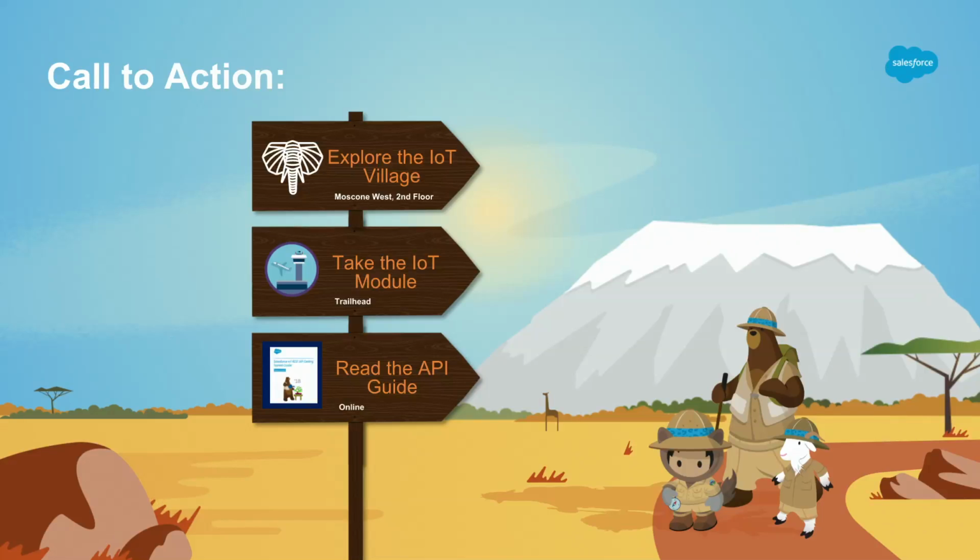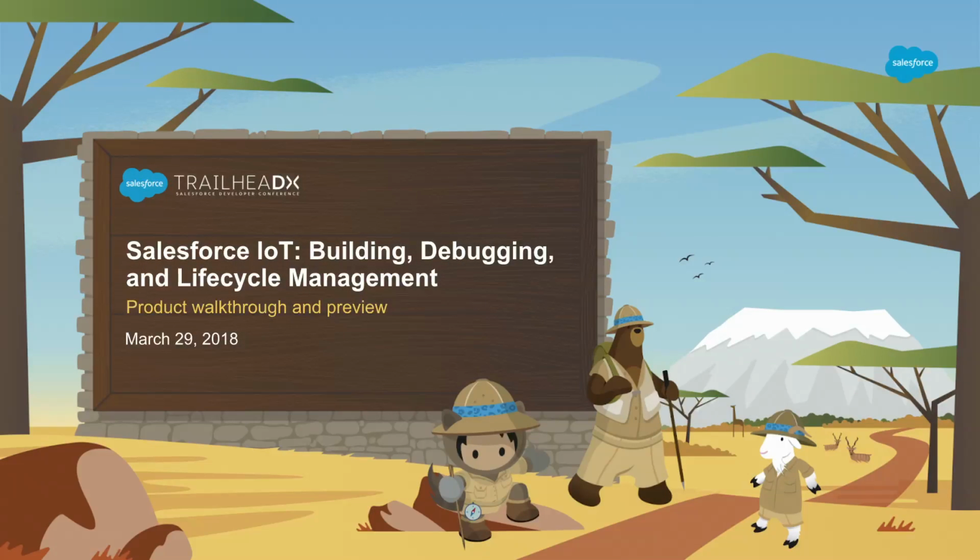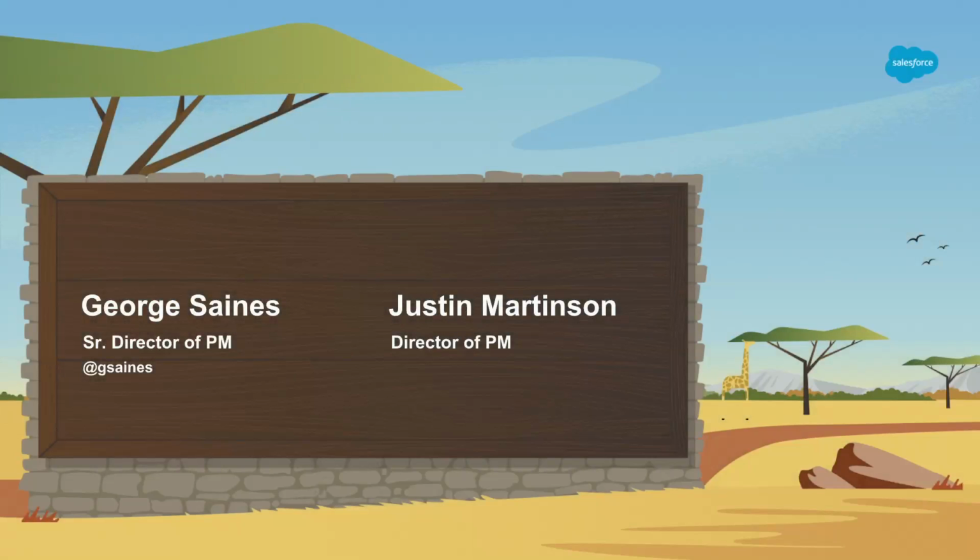All right, I think we're going to get started here. Okay, so we'll go ahead and kick this off. The reason you guys are here, we're going to talk about Salesforce IoT. We're going to be building, we're going to be debugging, and we're going to talk lifecycle management, ALM. In the course of doing that, you're going to hear from myself. My name is George Sains. I am on the product team for IoT. I've been at Salesforce for 2 years, focused exclusively on this product.